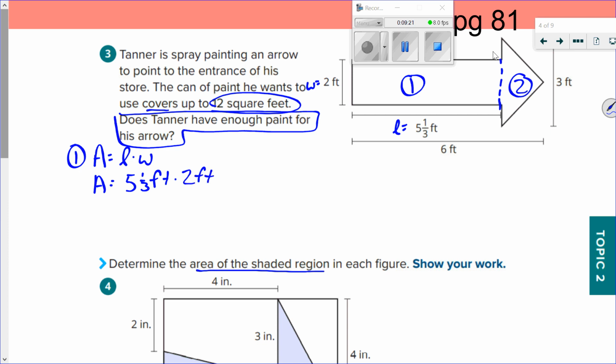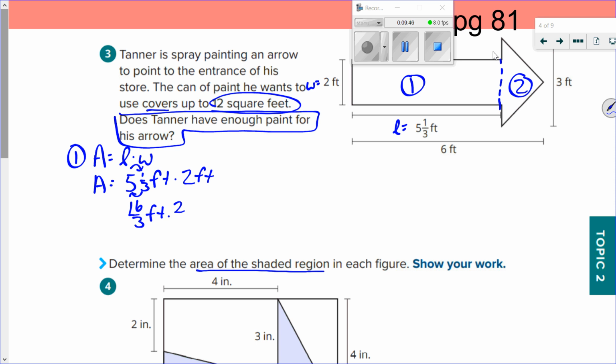How do I multiply mixed numbers? Kelly? Slam dunk. I got to make it an improper fraction. So 3 times 5 plus 1, that's going to give me 16/3. What about whole numbers? What happens to those? Destiny? What happens to them?